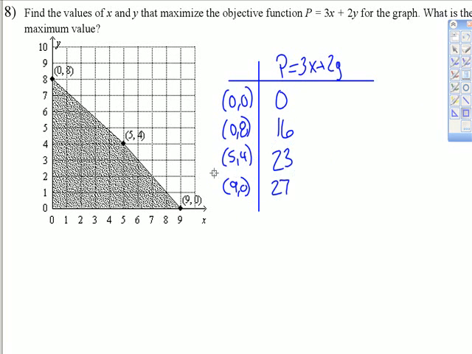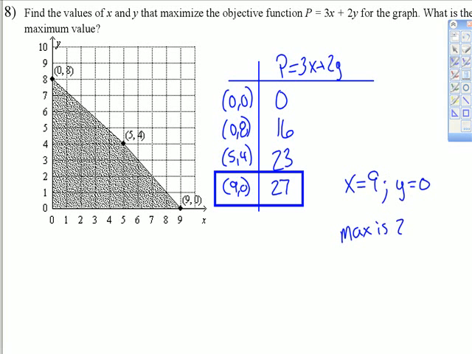So my maximum occurs at the x value of 9 and the y value of 0. And that maximum value is 27. That's my final answer. Any questions here?